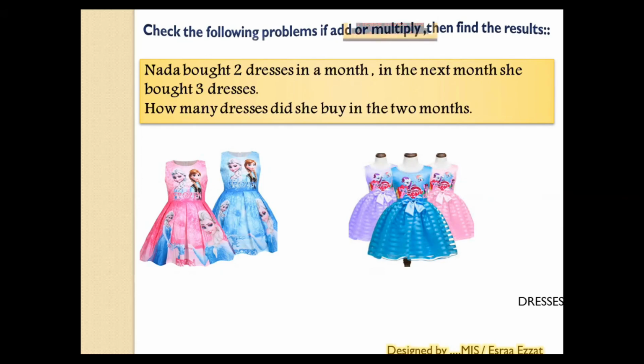In 2 months, we have to add the number of dresses that Nada bought. In the first month, she bought 2, and in the second month, she bought 3. So we will add 2 plus 3 to get the total number of dresses that Nada bought. So 2 plus 3 equals 5 dresses.